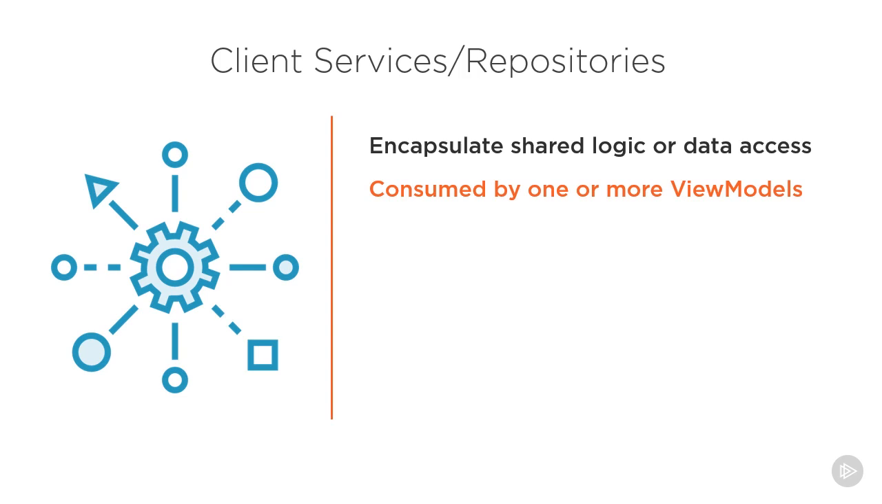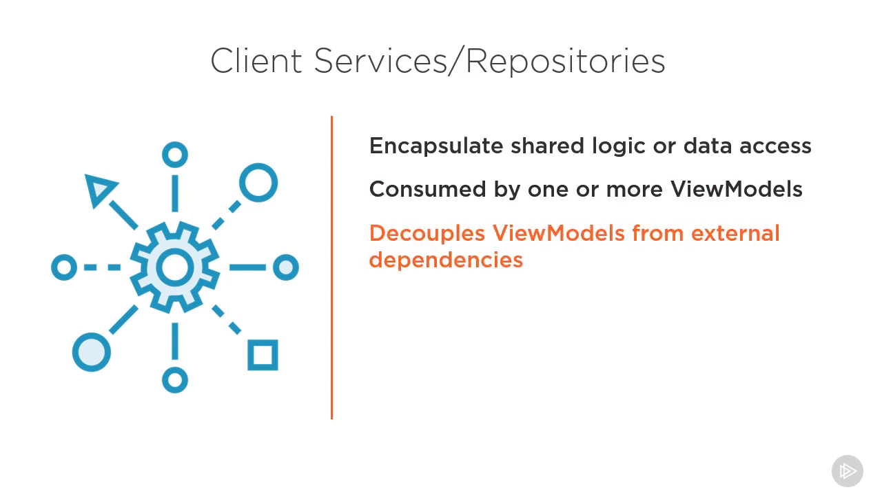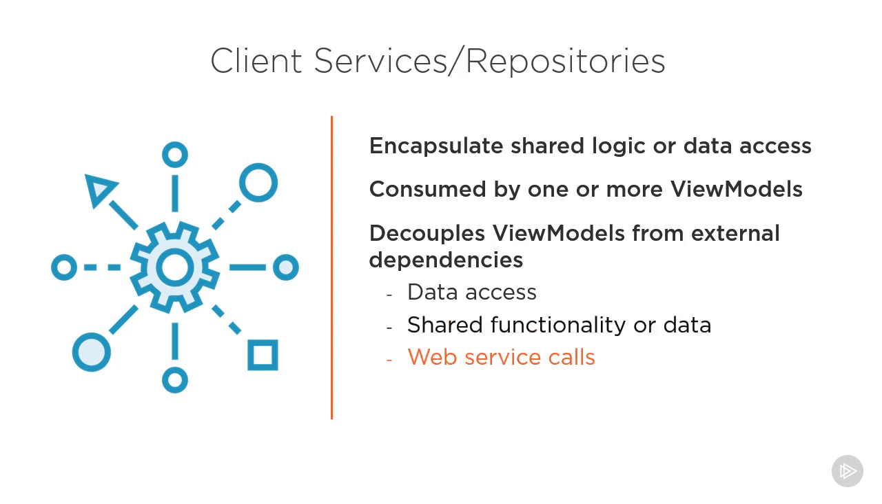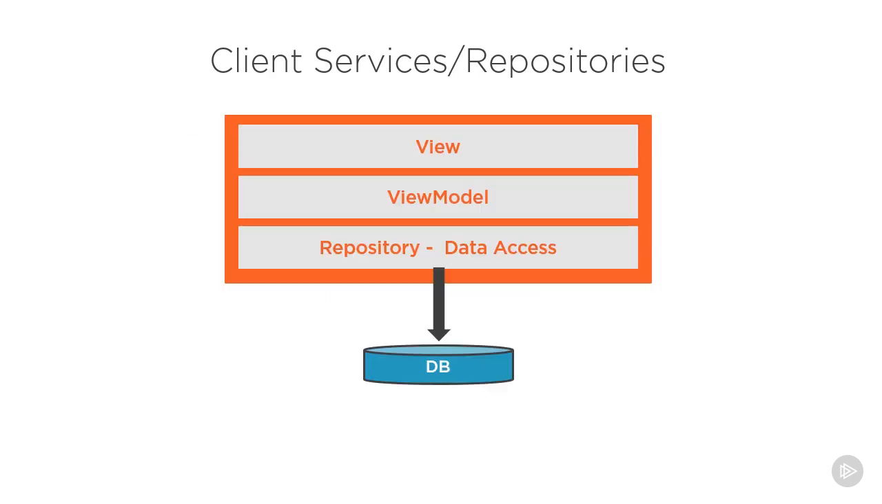So this layer logically sits underneath the view models and can allow the view models to remain decoupled from things that may change over time, such as your data access strategy, as well as any functionality that's needed in more than one view model. A common form of client service is one that insulates the view model from the specific data access strategy based on the repository pattern.